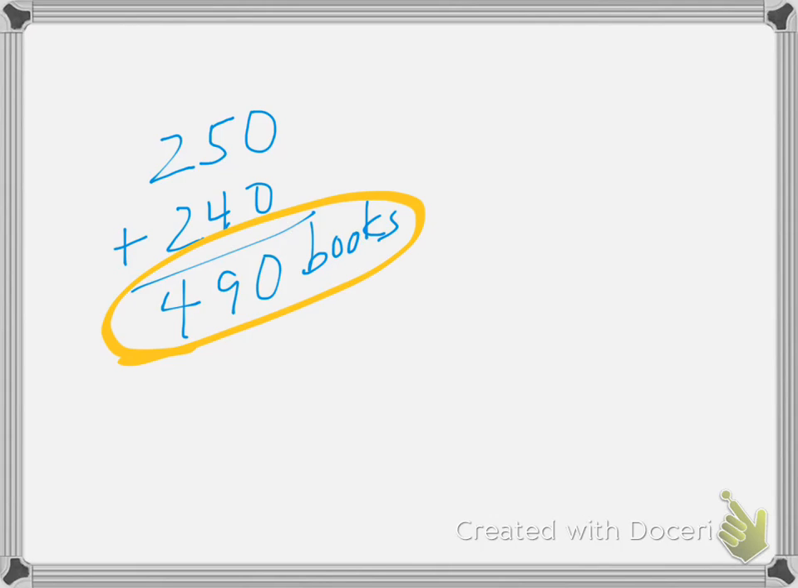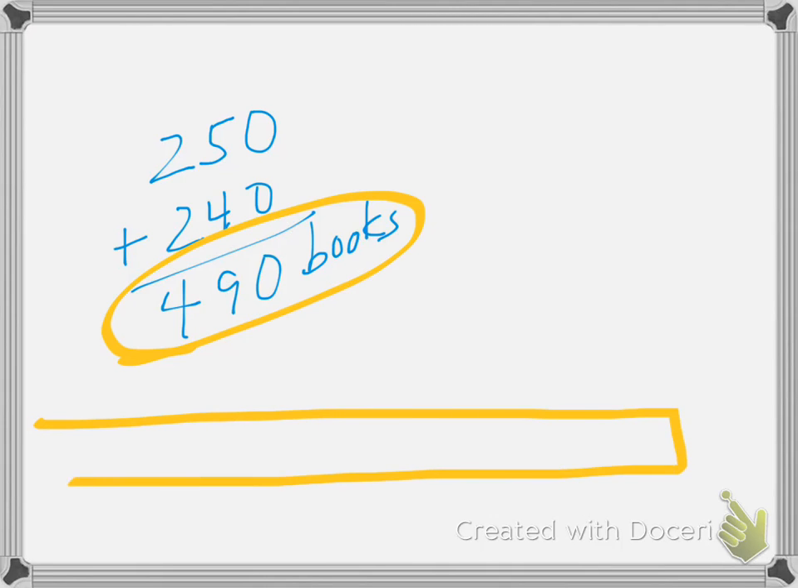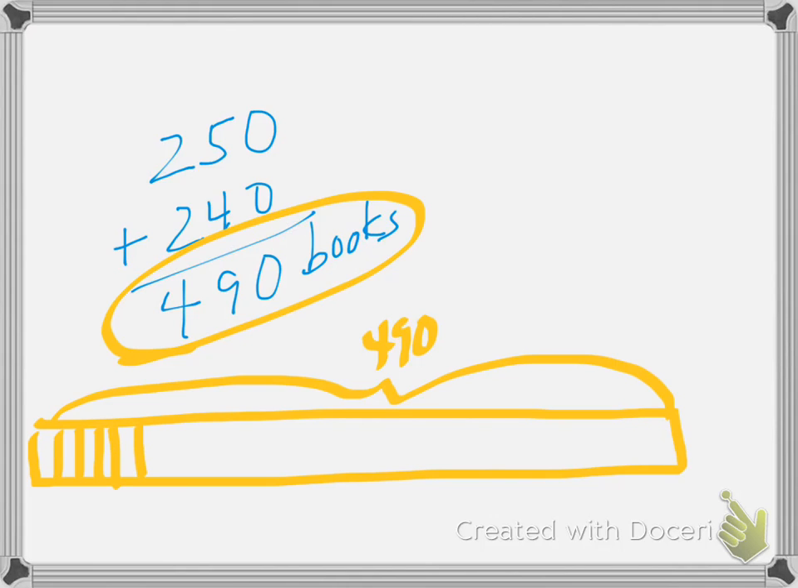Now, our next question says, if the store sells each book for $5, will they earn more or less than $2,000? So, we basically have a group of 490 books. So we're going to have 490 of these. We aren't going to really do them. We'll just do that. And each of these, they're going to sell for $5. So each of these 490 will have $5. So that means we would multiply 490 times 5.